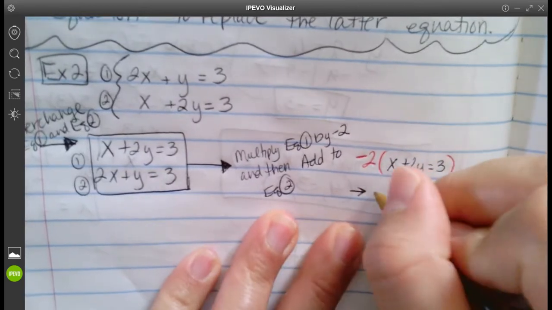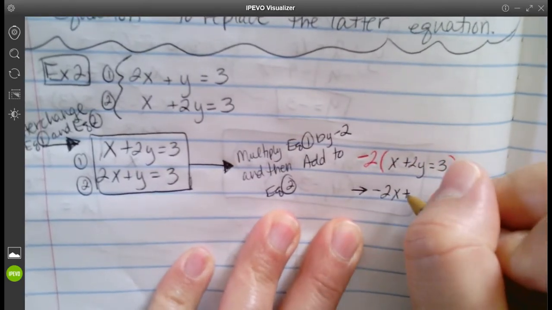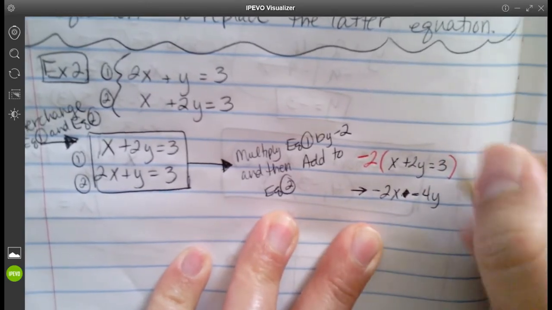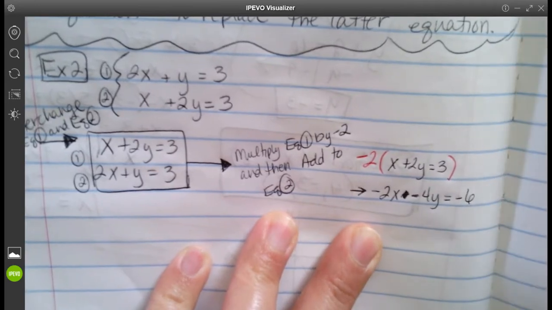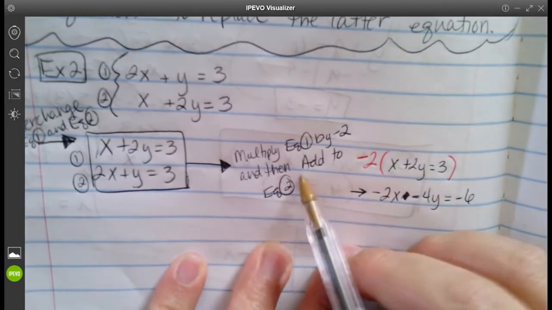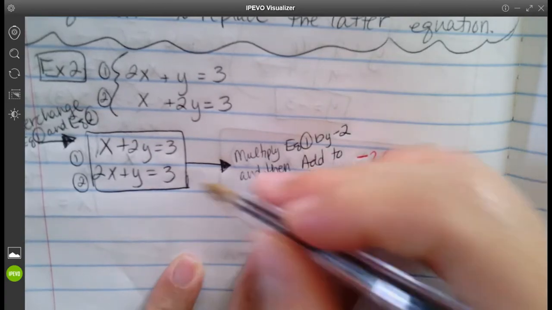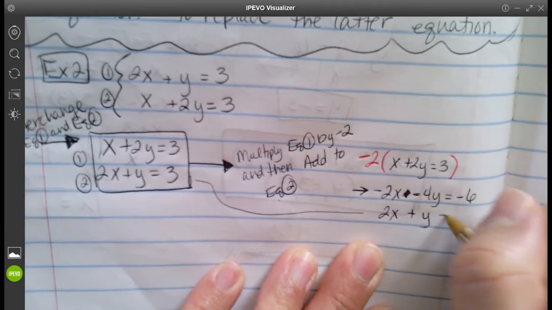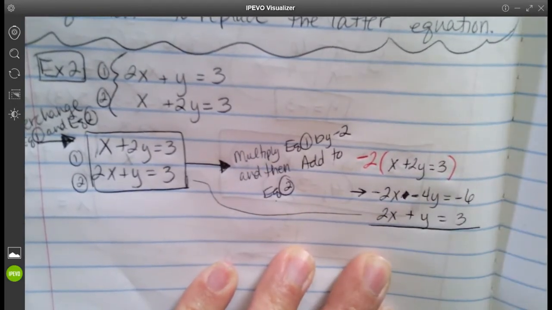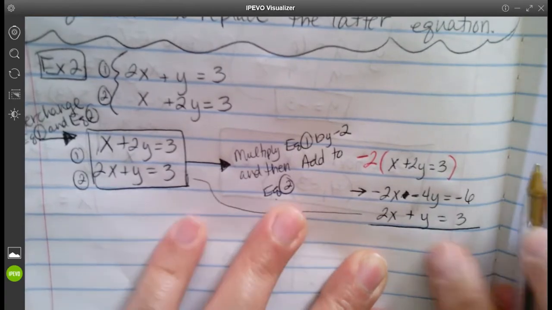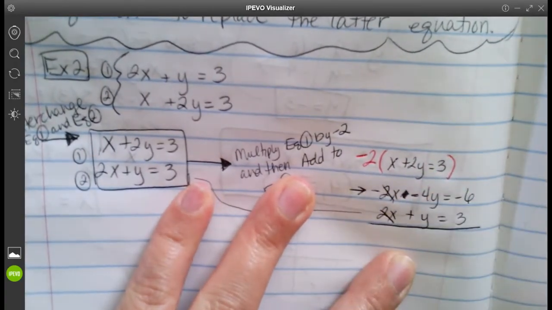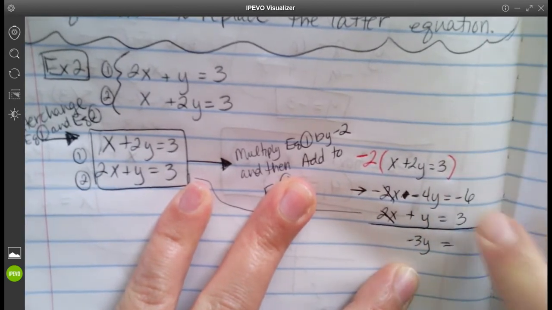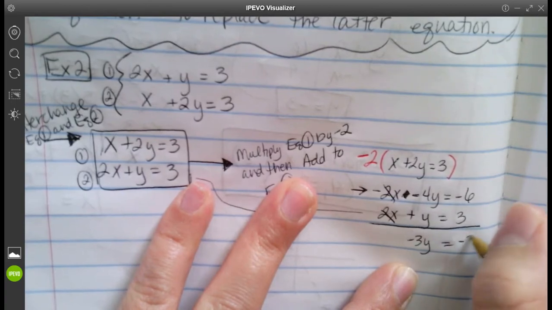And that gives me negative 2x minus 4y. I messed up there. It's minus 4y equals negative 6. And then I'm going to add to equation 2. So I have to bring equation 2 down here, and I'm going to add it to this guy right here. 2x plus y equals 3, like so. What this does is it's going to get rid of the x for me, and I'm left with negative 4y plus y is negative 3y equals negative 6 and 3 is negative 3.